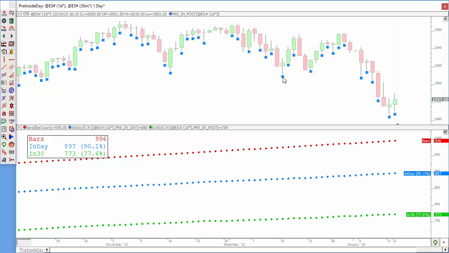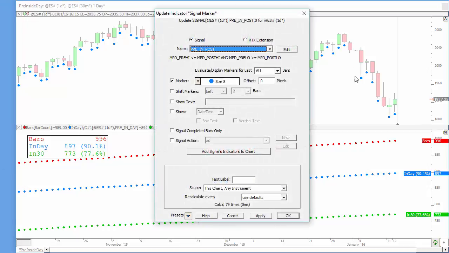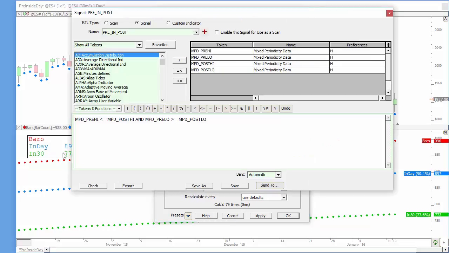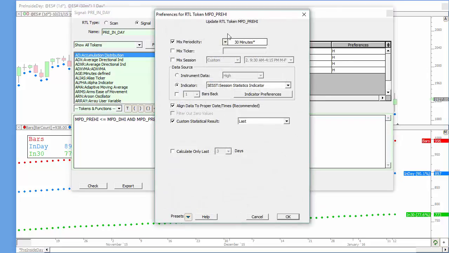Now on this chart, I've got signals, these dots, that tell me that the pre-30 bar was within the day's session. Let me show you how I did that. This gets the pre-session high, the 30 minutes before the session. This gets the day session high. Let me show you how I got those.